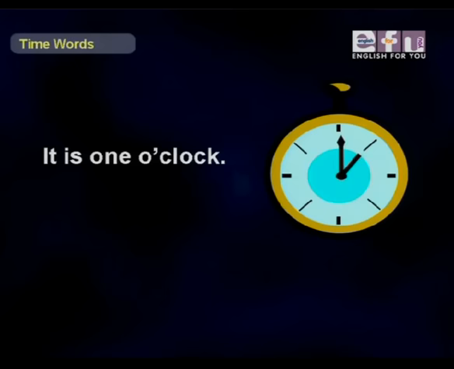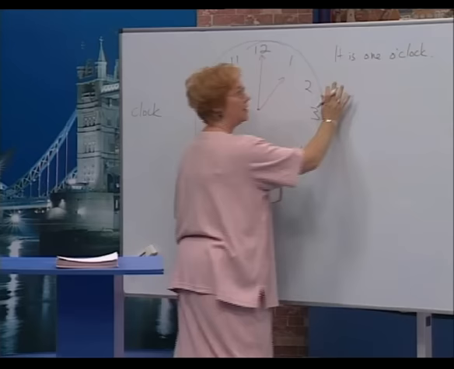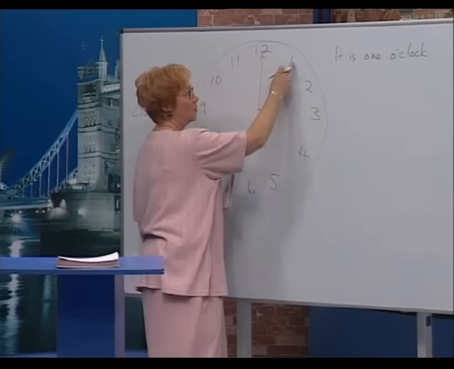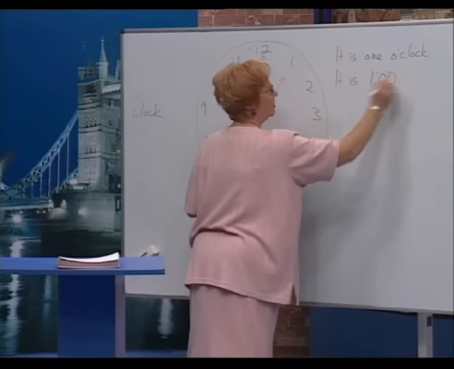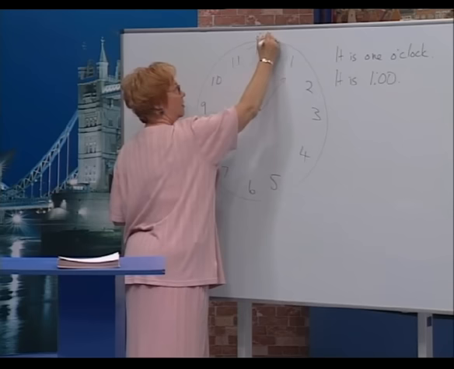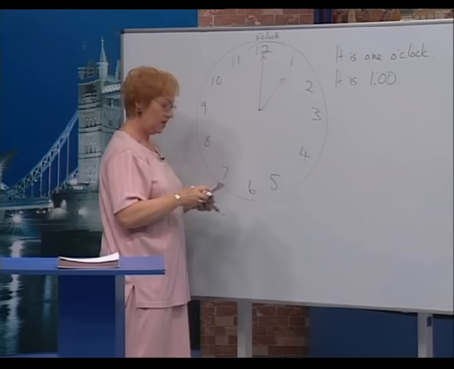Now, we can say for this, it is 1 o'clock. All right? Or we can say, easy, it is 1 o'clock. Now, we only say o'clock when it's here. Only here. 1 o'clock.